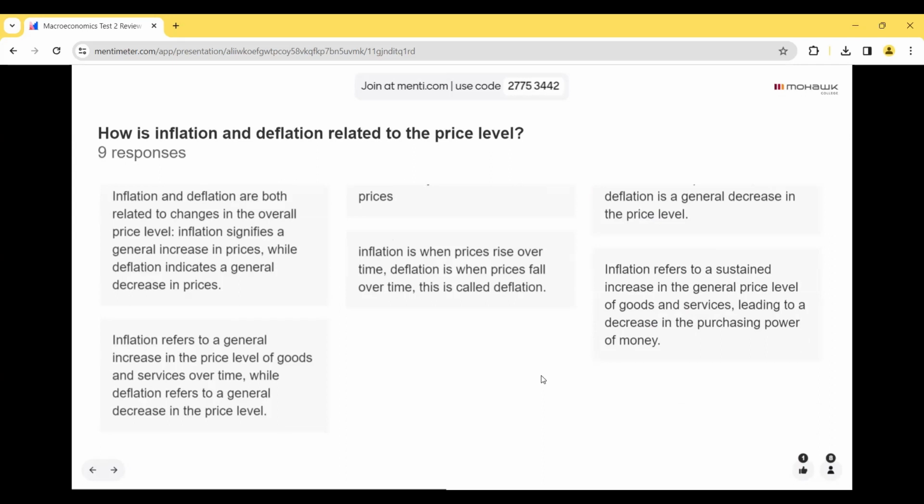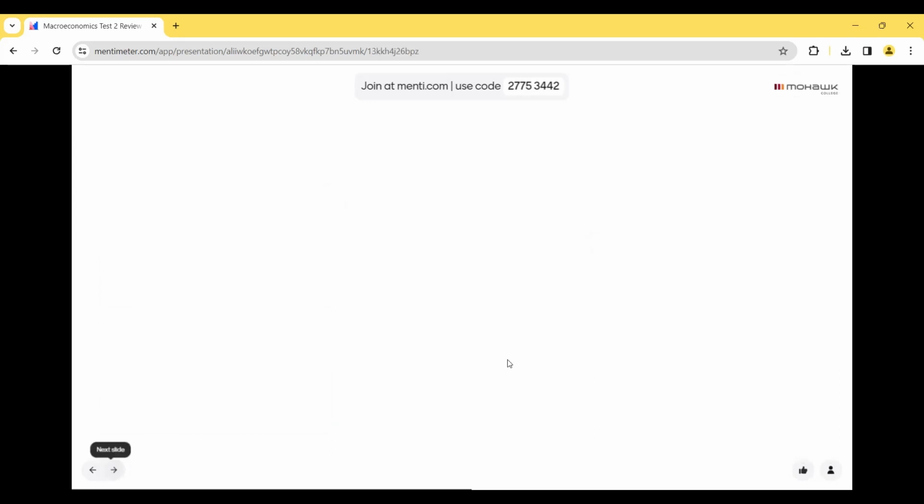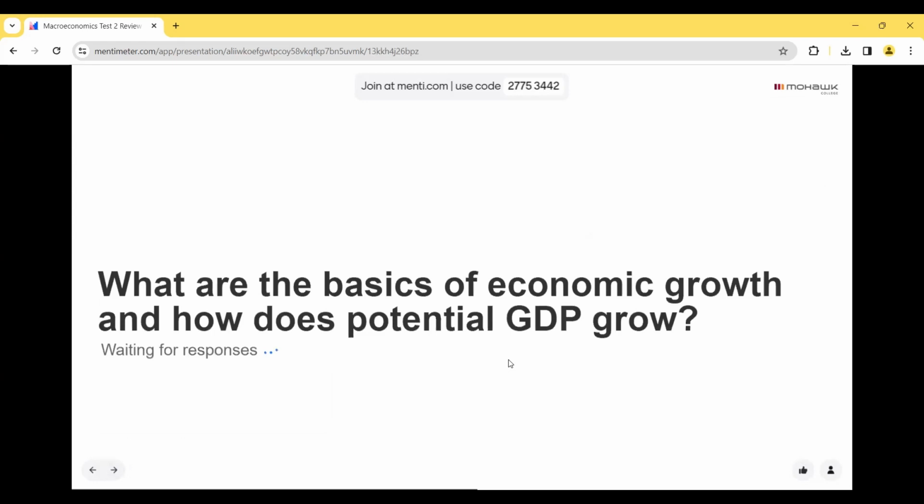It's called deflation. Inflation refers to a sustained increase in the general price level of goods and services, leading to a decrease in the purchasing power of money. Inflation refers to a general increase in the price level of goods and services over time, while deflation refers to general decrease in price level. Yes. So, what are the basics of economic growth, and how does potential GDP grow?